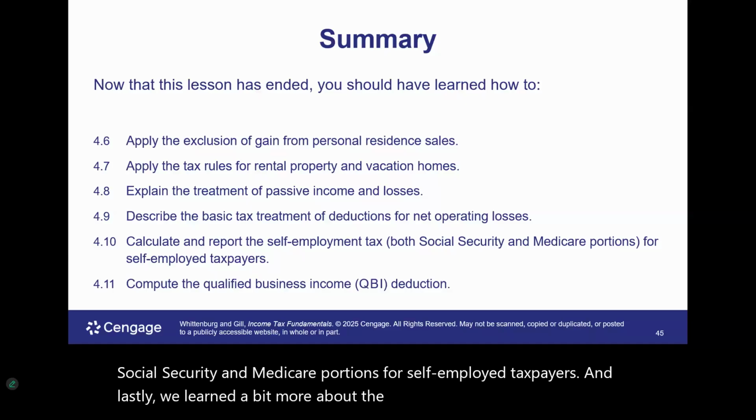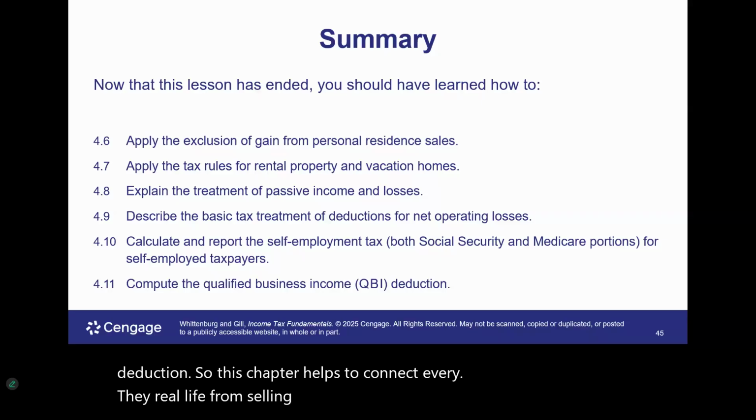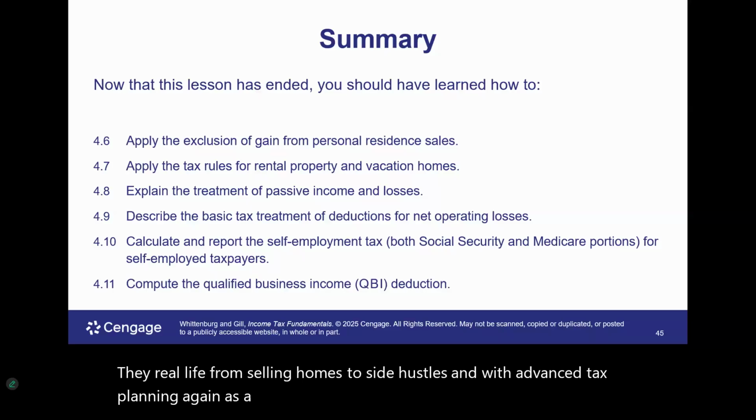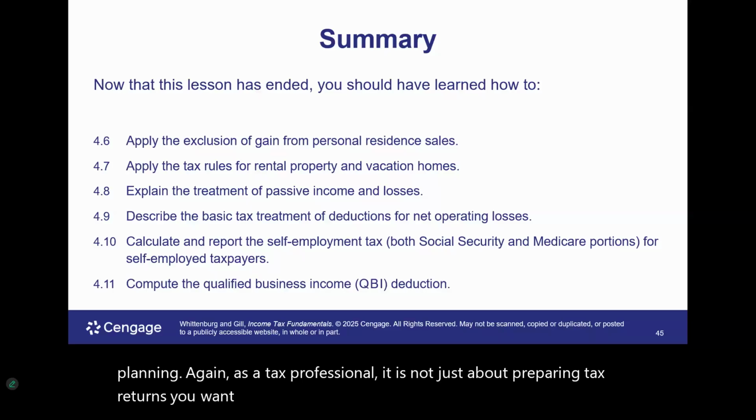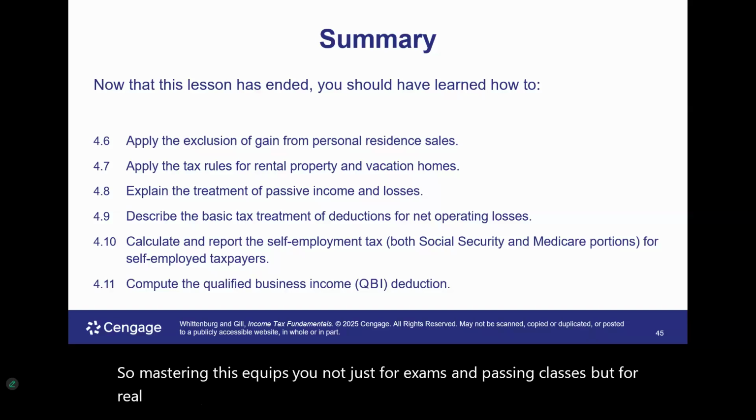So this chapter helps to connect everyday real life, from selling homes to side hustles. And with advanced tax planning, again, as a tax professional, it is not just about preparing tax returns. You want to position yourself so that you can advise clients. So mastering this equips you not just for exams and passing classes, but for real client conversations where you can provide value. So this brings us to the end of Chapter 4.